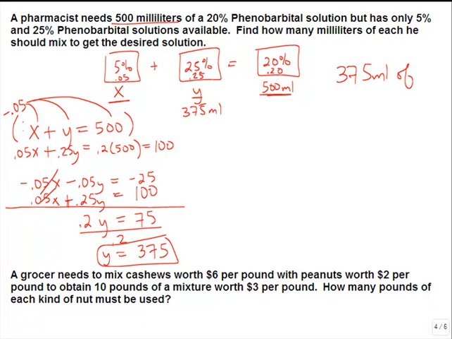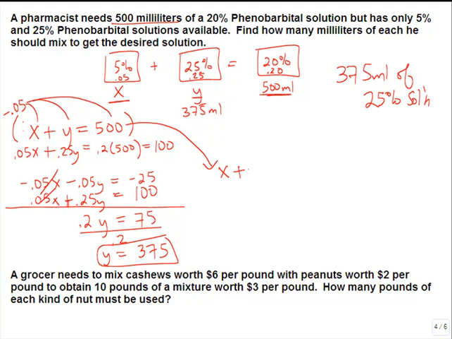Okay, so we need 375 milliliters of the 25% solution. Now we want to find out what x is. So when we look back at our two original equations, to me the top one is much simpler and easier to work with than the second one. So that's the one I would choose to use.